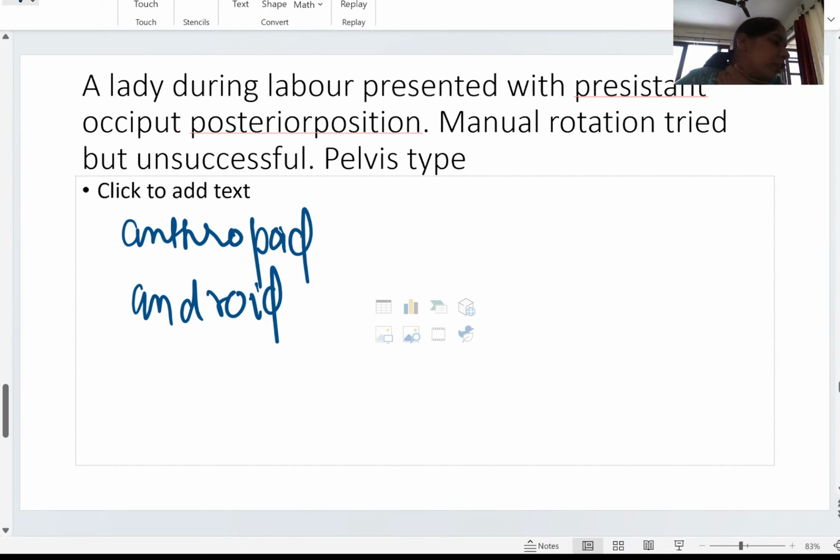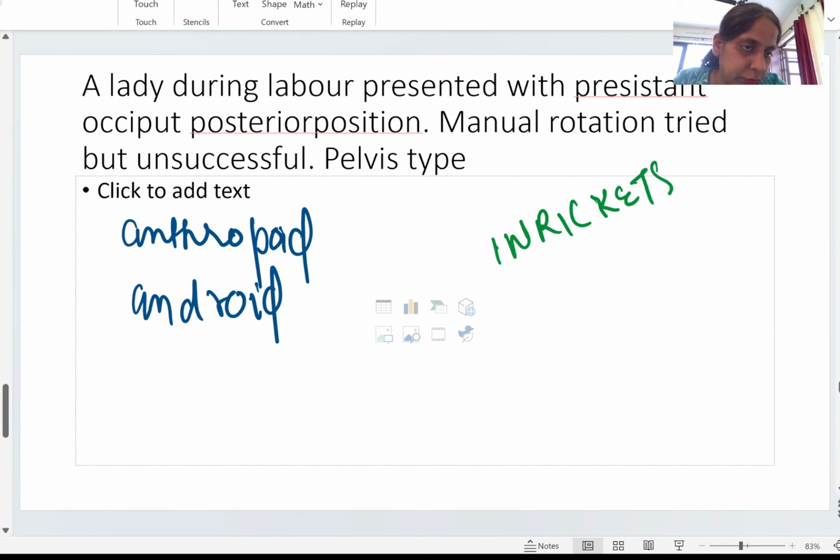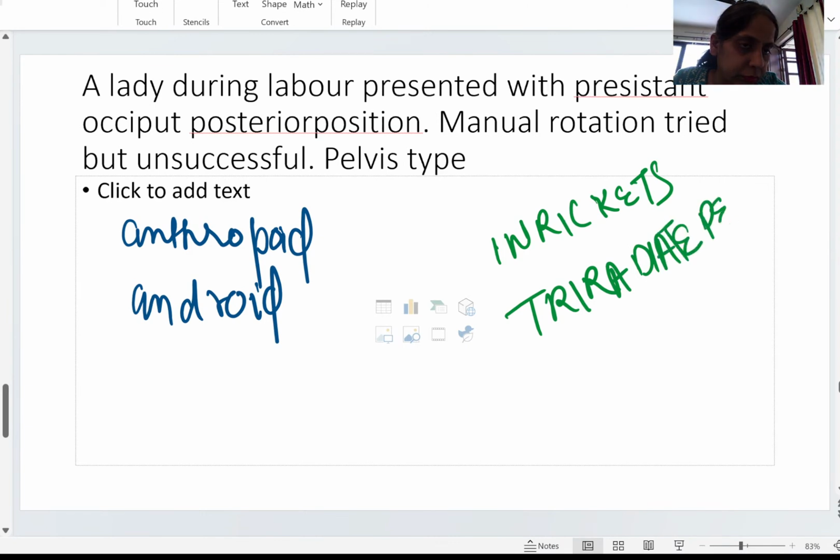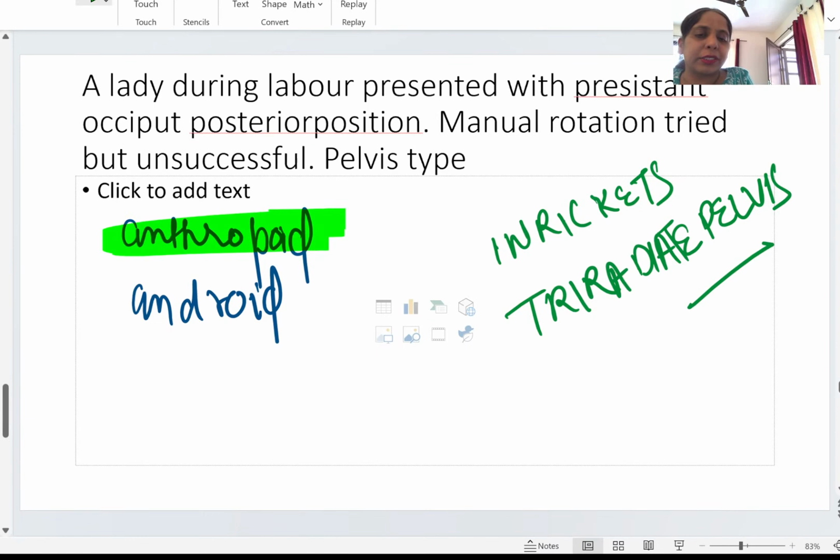No, beta, platypelloid is not in rickets. In rickets, the answer is anthropoid. Very good, Dr. Jessica, Dr. Isra, very good. Answer is anthropoid, because manual rotation is not possible.